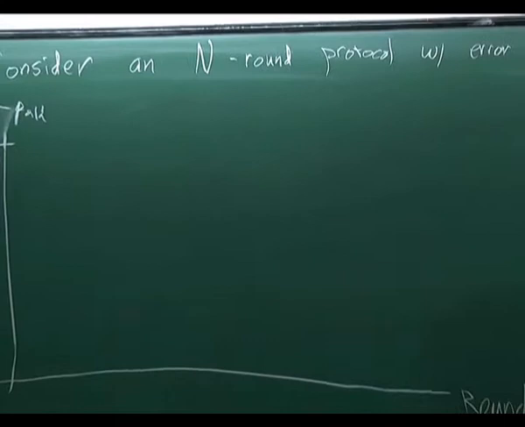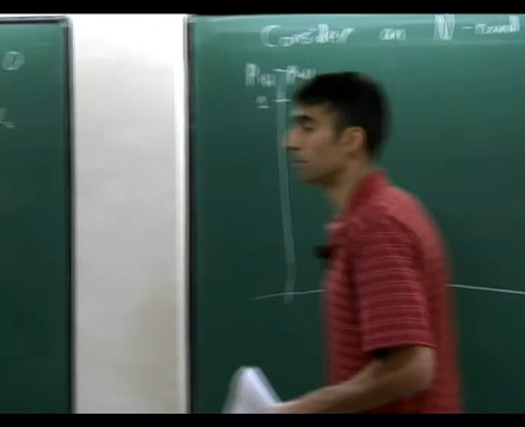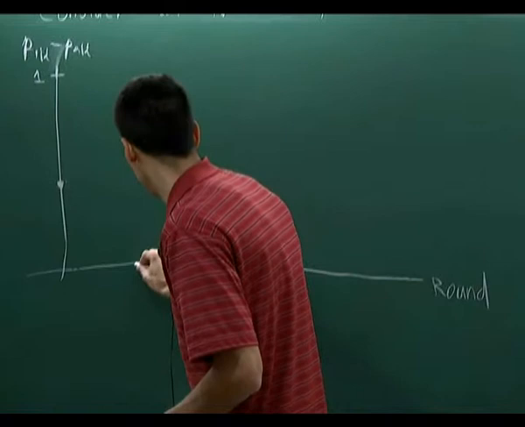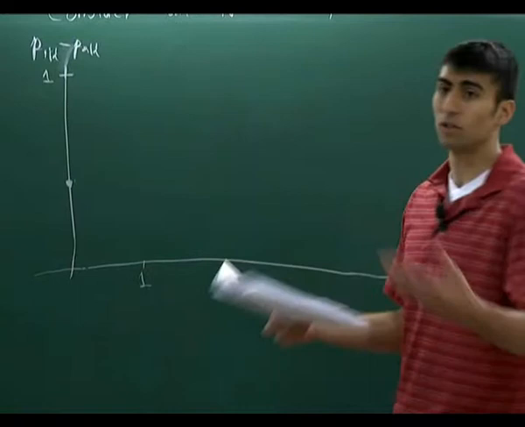Okay, so at zero round, initially, we have P1 is greater than P2, so maybe we'll start off somewhere here. And then let's go to the first round here. Make sure I have enough room for all this. And let's say Alice goes first, and just for simplicity, we'll imagine she just makes a simple two outcome measurement.